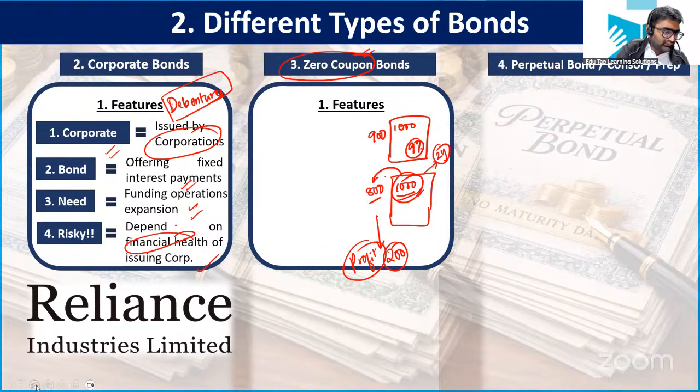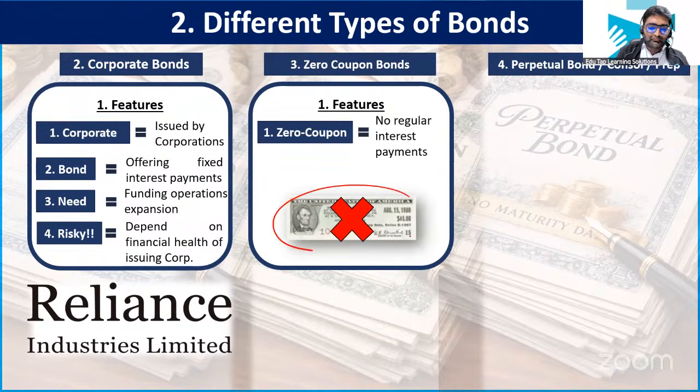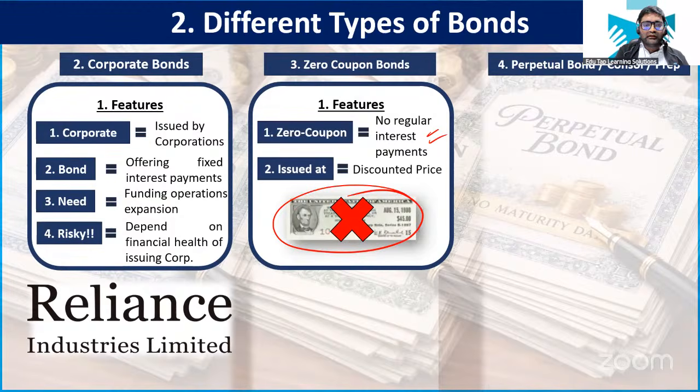Very clearly, the name of the bond itself explains everything. There is no coupon payment. No such coupons are there in that bond. No regular interest payments. This zero coupon bond definitely has to be issued at discounted price. Do you understand the meaning of this particular term, right?